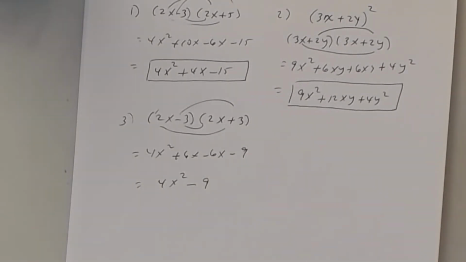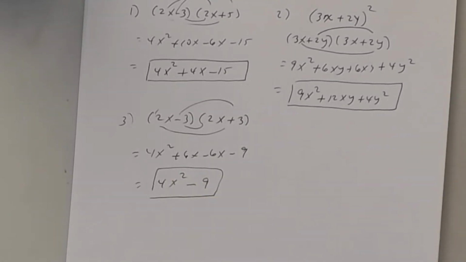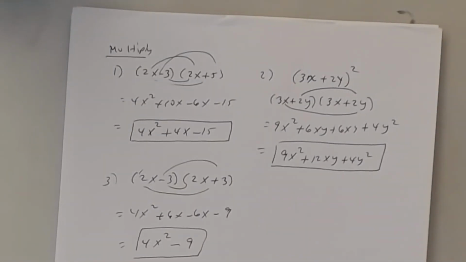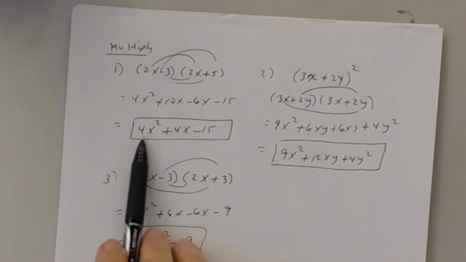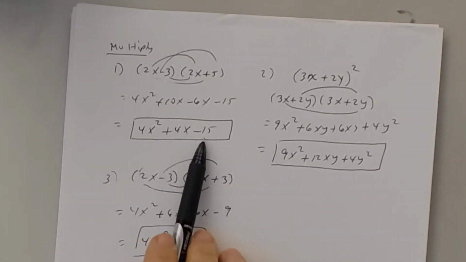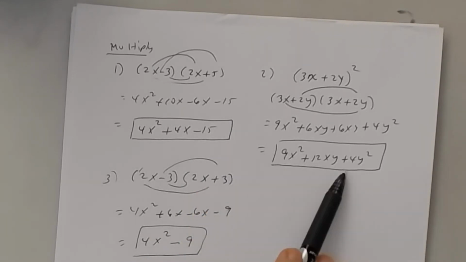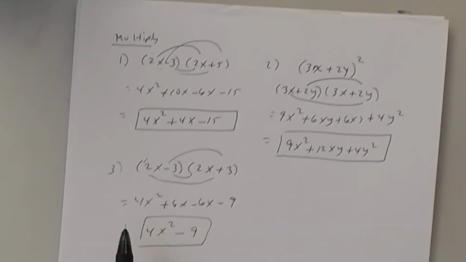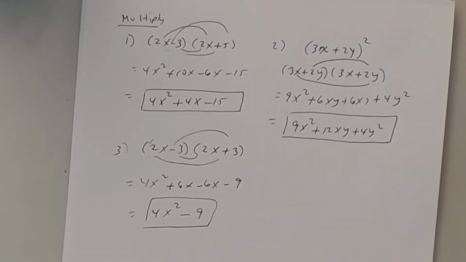Okay, so let's talk about numbers 1 and 3 then. Notice numbers 1 and 3. In number 1, when I multiplied it out, I ended up with a trinomial. Number 2, I ended up with a trinomial. Number 3, though, I ended up with a binomial. Now, there's a reason you ended up with a binomial in number 3. And that's going to be important with the type of factoring we're going to talk about in a little while.